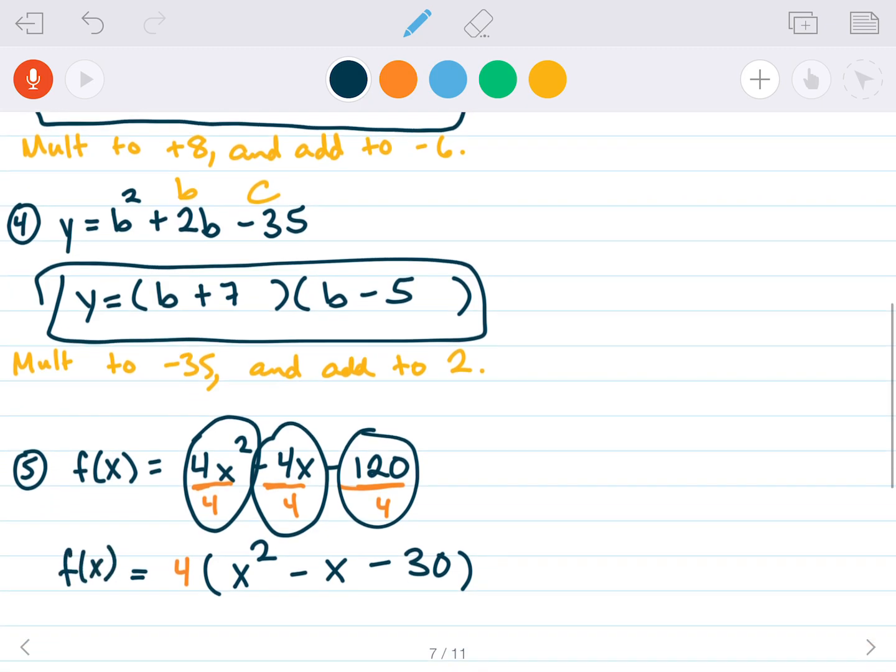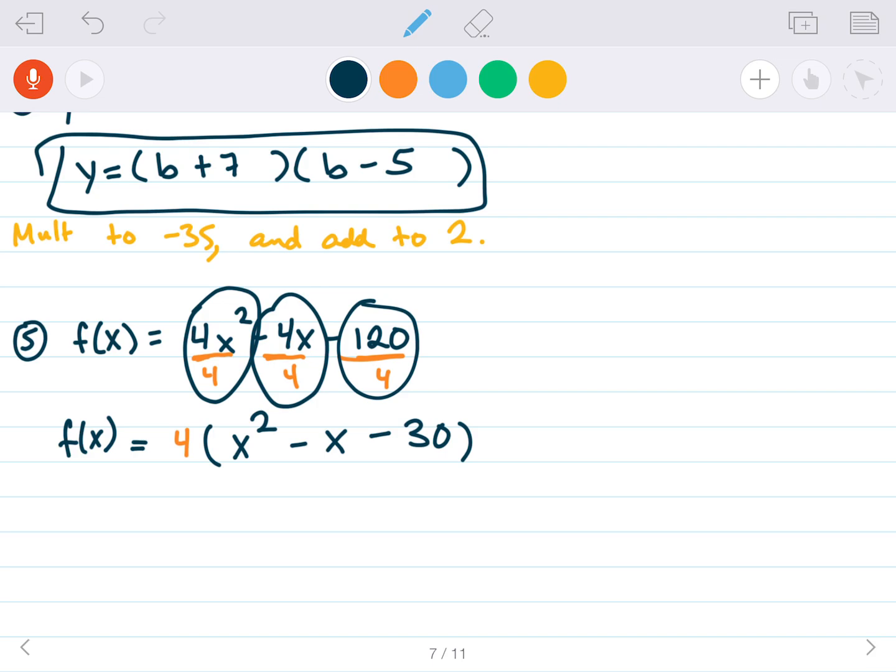Okay. So I'm getting closer to my factored form, because notice that this bit is in standard form, right, once we pulled the 4 out. And so in this case, our a is equal to 1, our b is equal to negative 1, and our c is equal to negative 30. So our question is, what two numbers multiply to negative 30 and add to b, which is negative 1?